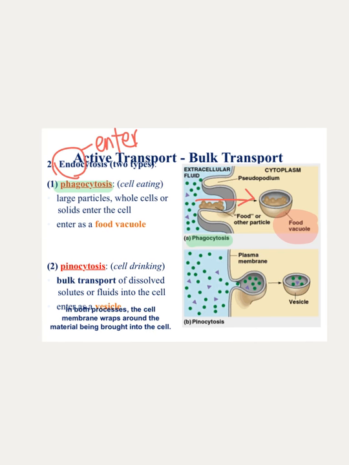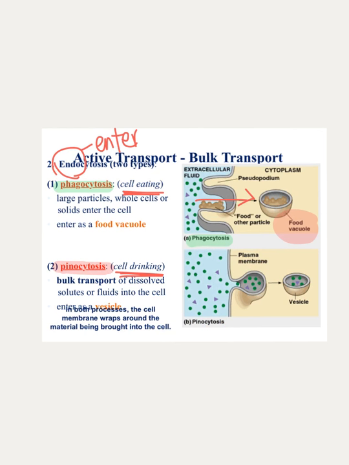The second kind is called pinocytosis, and pinocytosis has to do with liquids. Okay, so oftentimes you'll see the difference between cell eating and cell drinking. Okay, some people will call it that. So whenever you're trying to bring in large food molecules, they come in as phagocytosis. Okay, when you're trying to bring in liquids or dissolved solutes, they come in as pinocytosis.